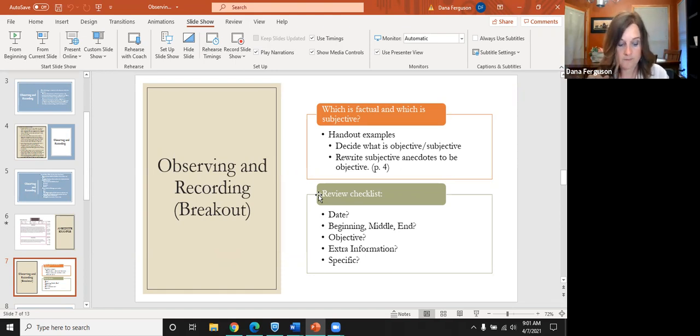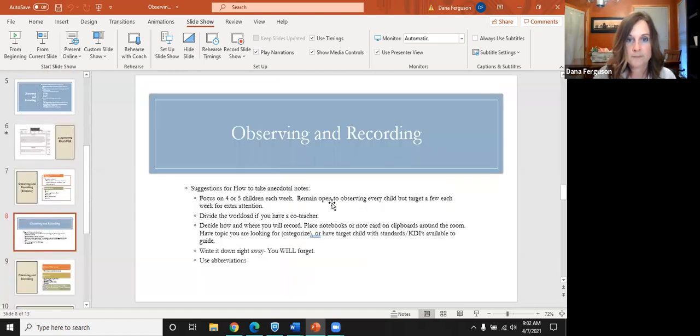Did it have a beginning? Yes, at work time. Did it have a middle? Yes, he walks over and grabs his truck. An ending, you could kind of say it is, drives it around the room. Again, that varies on the situation and what you're observing. Was it specific? Yes, it was specific. So we want to make sure that we have all those things in place when we're doing anecdotal notes.